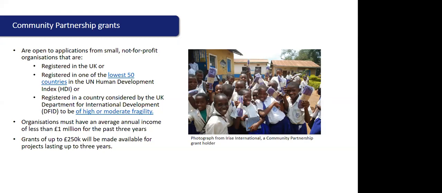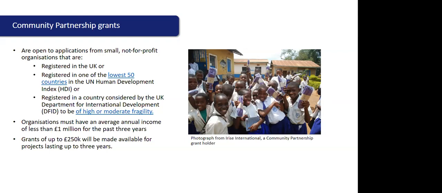So, for instance, if a grant applicant is registered in Bangladesh, which is an eligible country as it's in the lowest 50 countries in the HDI, but all management support functions take place in the United States head office, which is an ineligible country, with very little autonomy in the Bangladesh office, this would deem the organisation to be ineligible.